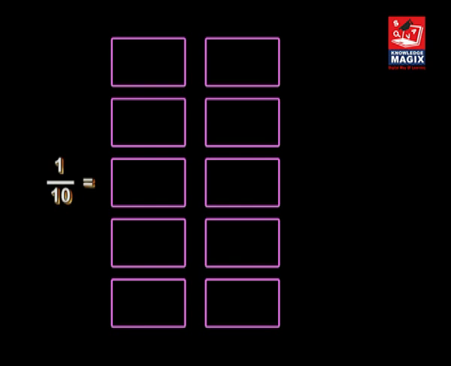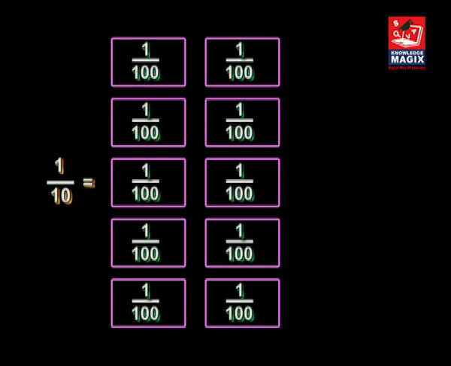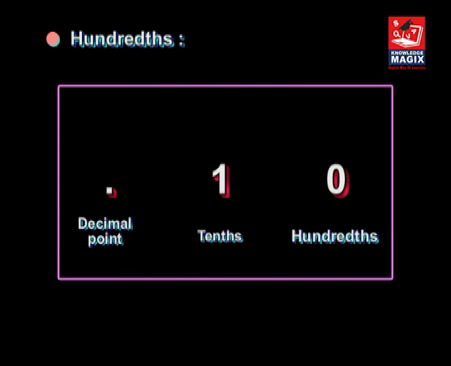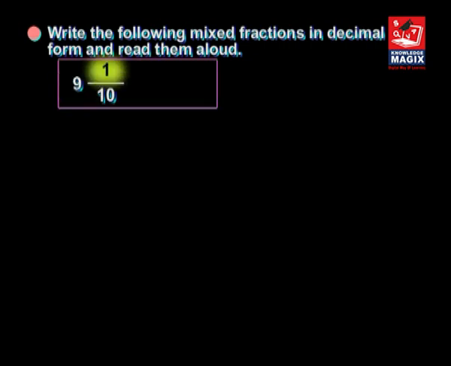Now hundredths. If 1 upon 10 is divided into 10 equal parts, each part becomes 1 upon 100 or 1/100th, and therefore 1/10 is equal to 10/100th, or 0.1 is equal to 0.10. Therefore, it is possible to create a hundredths place next to the tenths place. Now write the following mixed fractions in decimal form and read them aloud. 9 and 1 upon 10 is equal to 9.1.